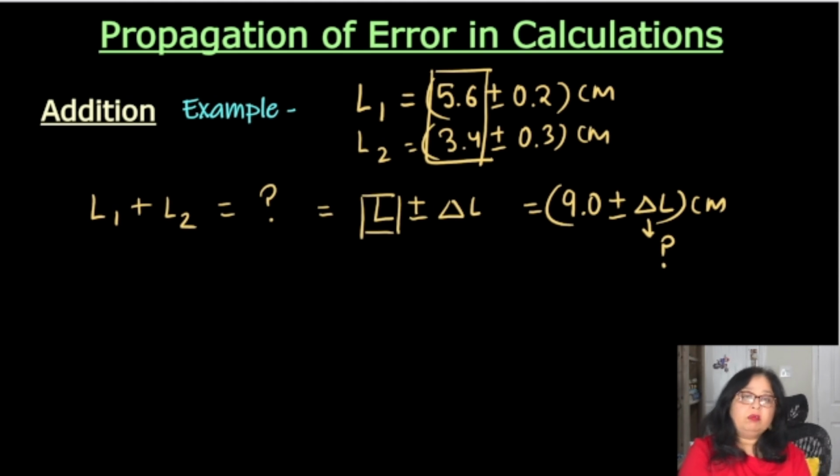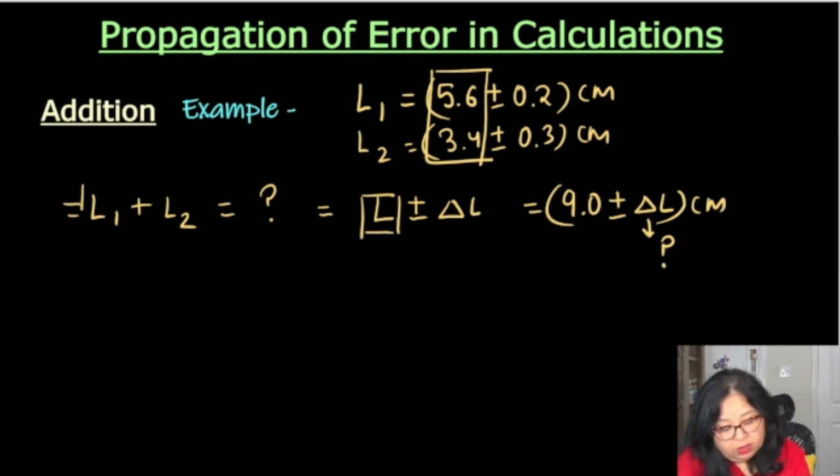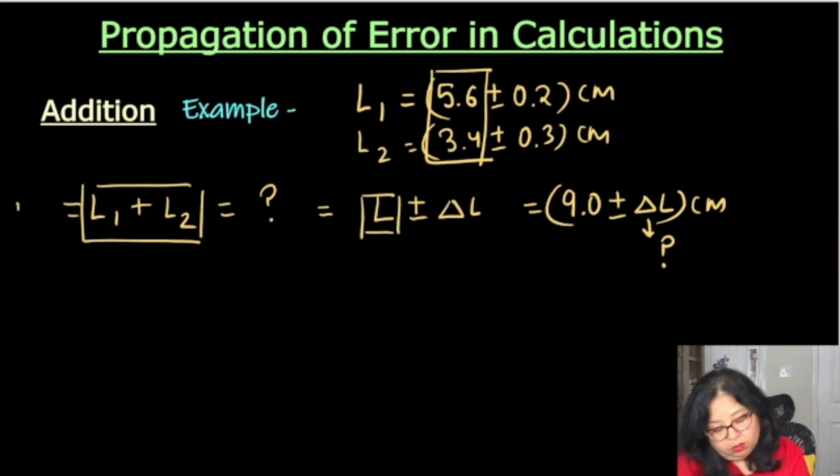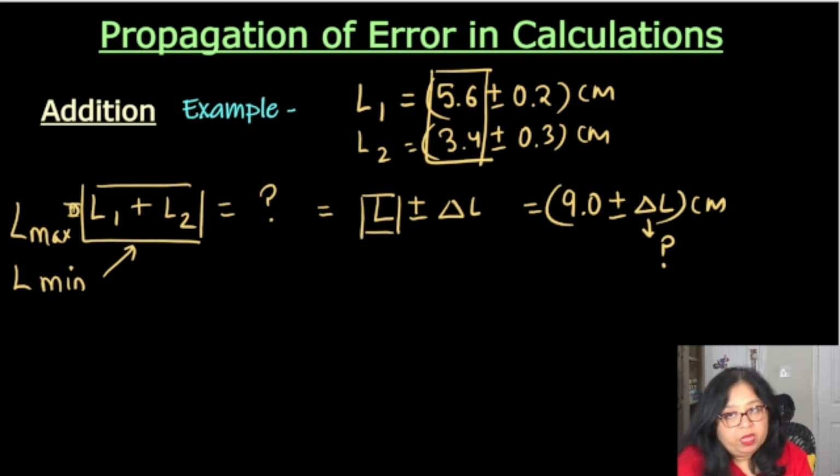We're going to figure that out now. Now this delta L, we're going to find the highest value, the maximum value of this summation. Let's call it L max. And we'll also find the minimum value of this summation, okay? Maximum value and minimum value.